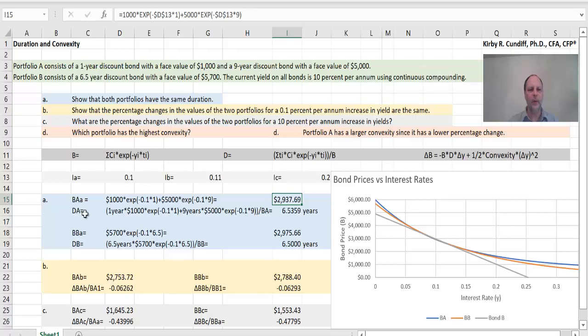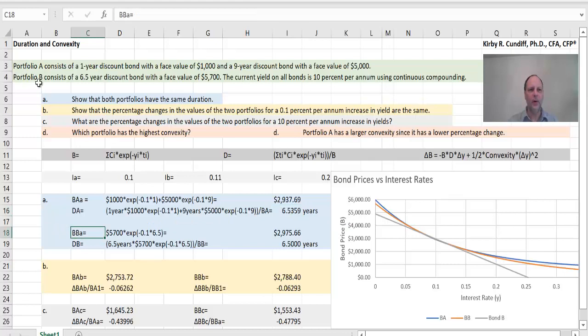So for the duration of portfolio A, we have the first payment occurring in year one times the present value of that payment of 1,000, plus the second payment occurring in year 9 times its present value, divided by the bond's price, and that gives us the duration here. So we get 1 times 1,000 exponent of minus 0.1 times 1 plus 9 times 5,000 exponent of minus 0.1 times 9, divided by the bond's price of 2,937.69. And therefore, we get the duration of the bond of 6.5359 years. The duration of the bond is an estimate on average of how quickly you get your money back. So for this bond, it would have to be somewhere between year 1 and year 9.